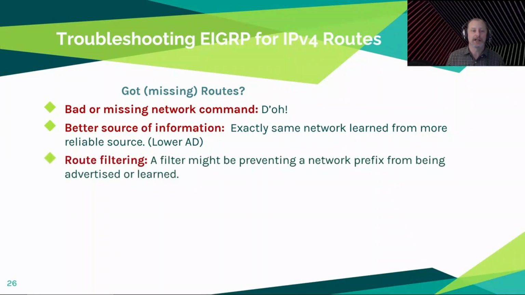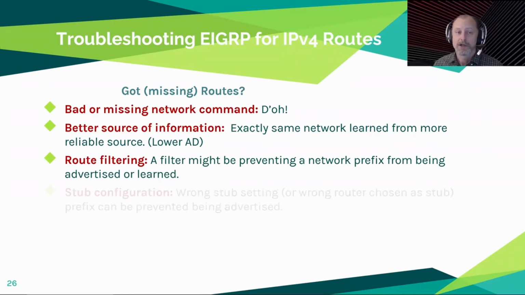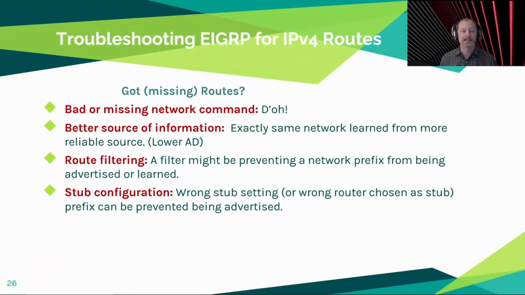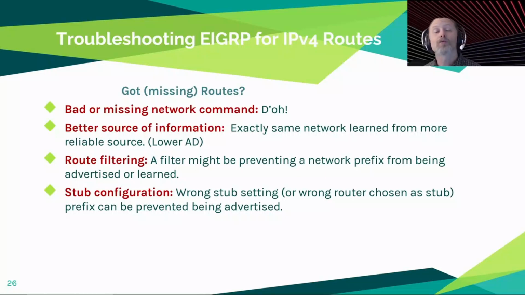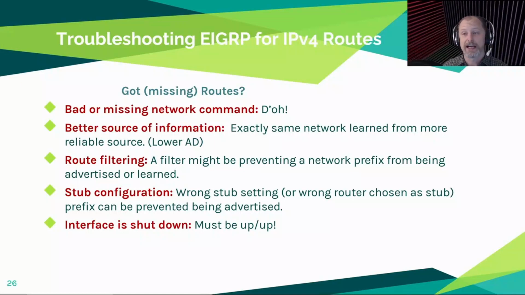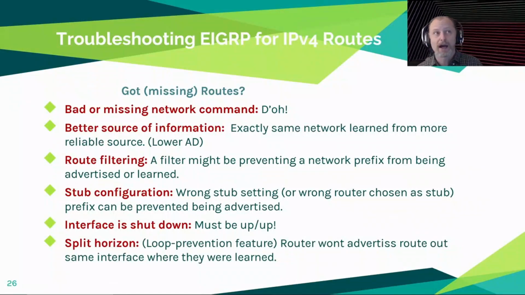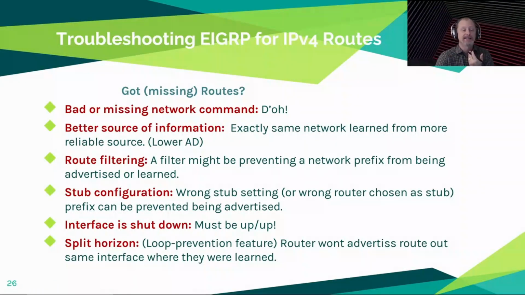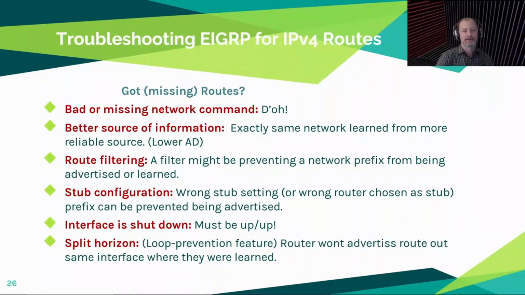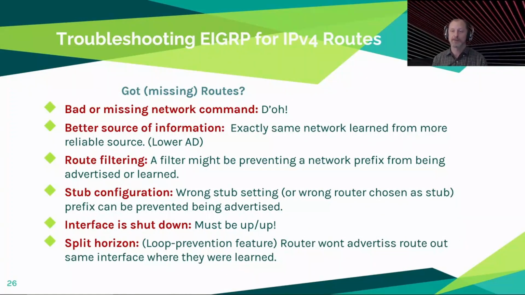Is there route filtering anywhere, so it's actually being taken out of the routing update? Do you have stub configured somewhere where the update is not being sent? Or maybe the wrong router was chosen as the stub. Is an interface shut down? Is there split horizon? Split horizon is where if you advertise to me a subnet, I am not going to advertise that I know how to get there back out of that same interface. That helps to prevent routing loops. We'll see an example of when that can cause a problem here in a second.